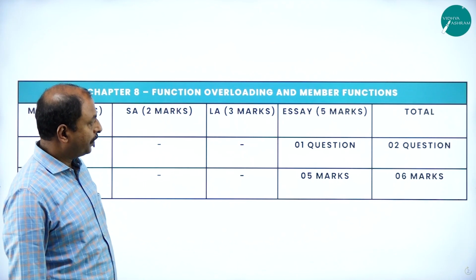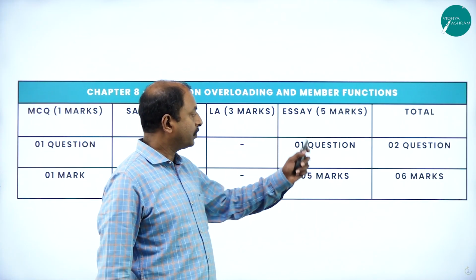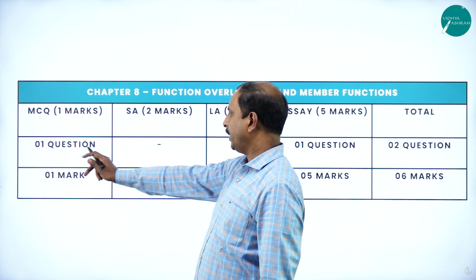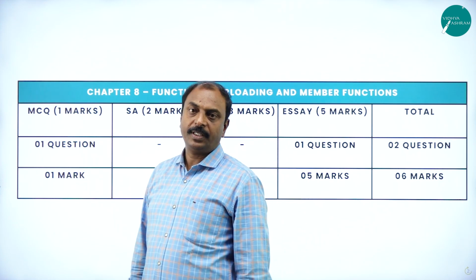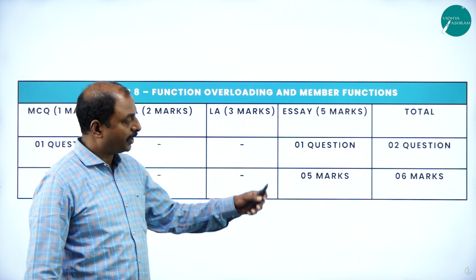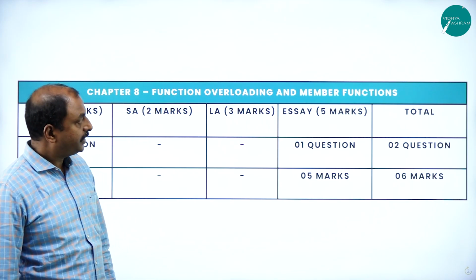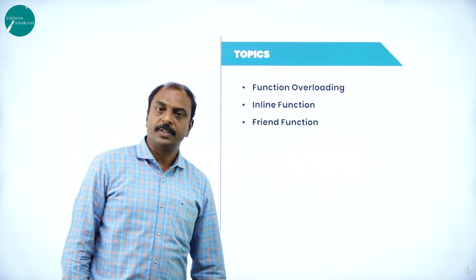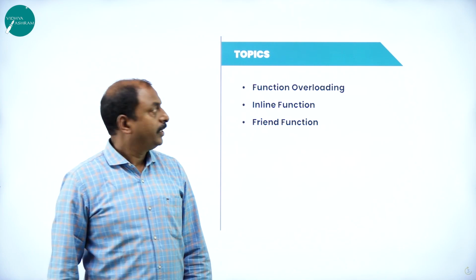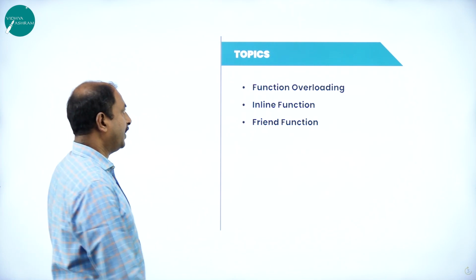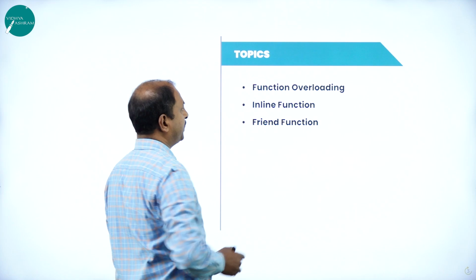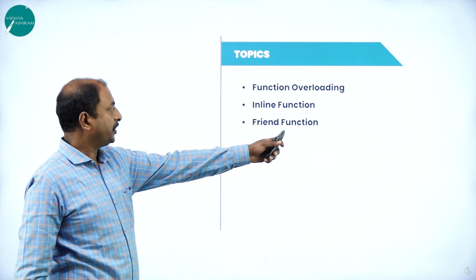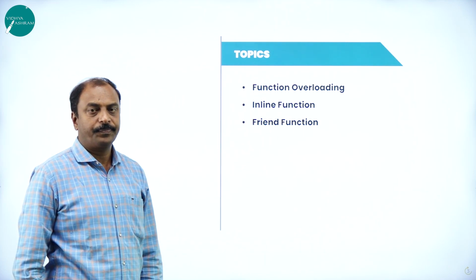Now, the weightage of the chapter is 6 marks: one 5 marks question, and one in MCQ. So, total weightage of the chapter is 6 marks. Now, let us discuss the important concepts in the chapter Function Overloading. So, here we are going to cover the definition of function overloading with example, and inline function and friend function.